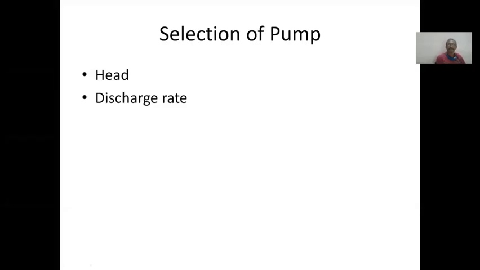In this class, we will see about selection of pump. Selection of pump concept is common for both drip irrigation as well as sprinkler irrigation. Before one intends to select a pump, he needs to know two factors. One is what is the pressure head to be developed by the pump, and what is the discharge rate that is expected out of the pump. So these two factors are needed to be known before one attempts to select a pump.